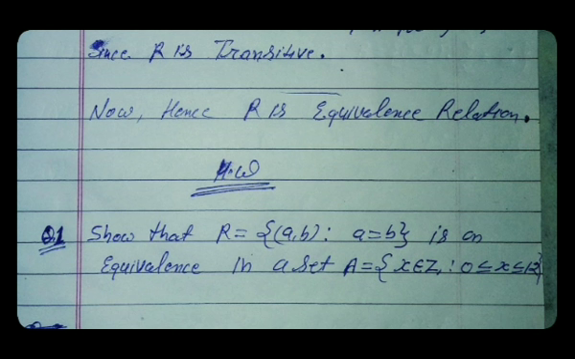Now you will do the question: R is a relation (a, b) such that a is equal to b, show that it is an equivalence relation in the set A such that x belongs to Z, where Z is the set of integers and x lies from 0 to 12.